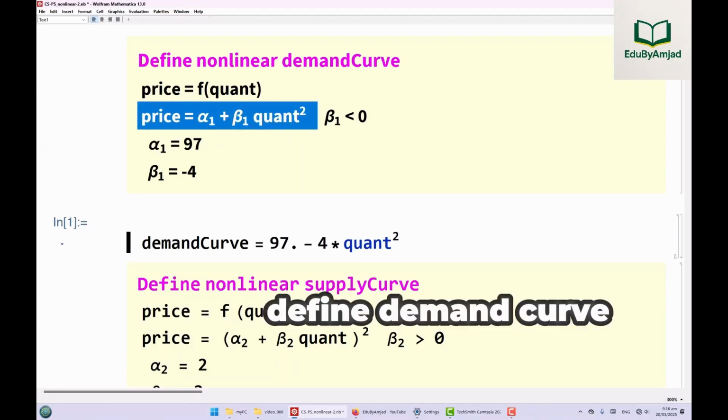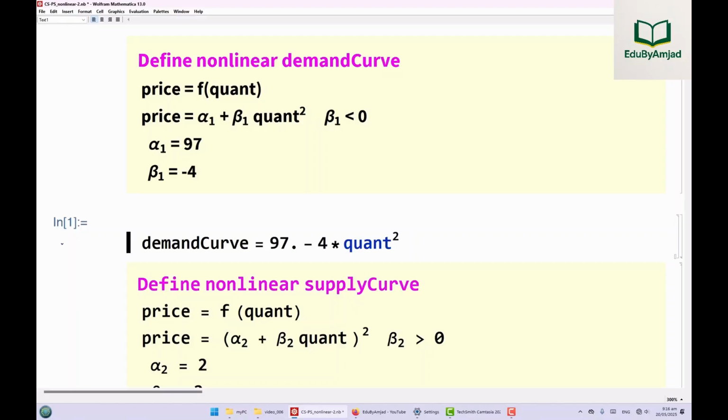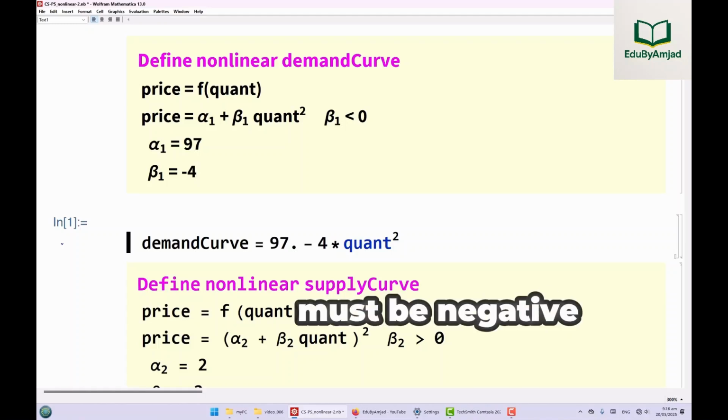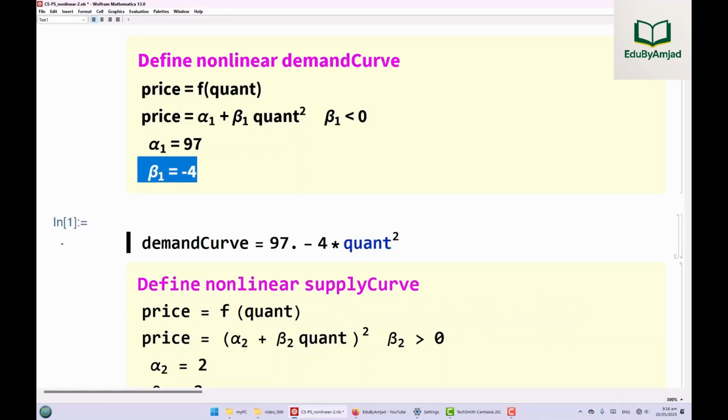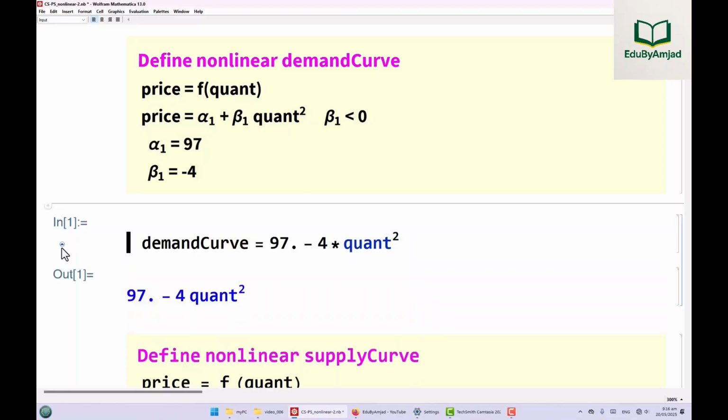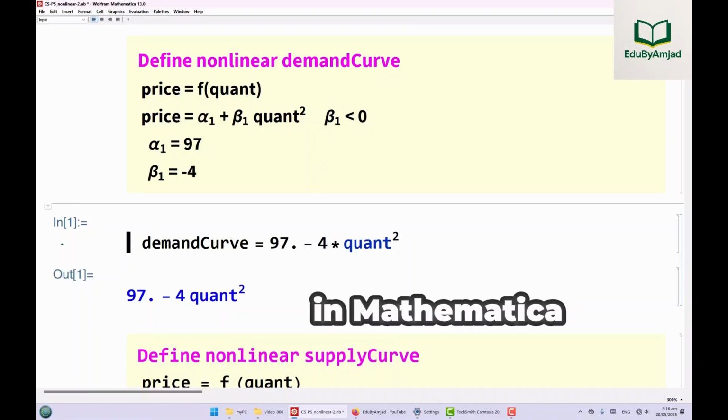Define the demand curve. As price and quantity are inversely related, therefore beta 1 must be negative. We assume here beta 1 is minus 4. Intercept alpha 1 is 97. Define the same in Mathematica.